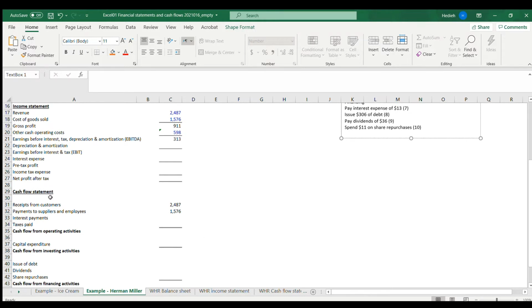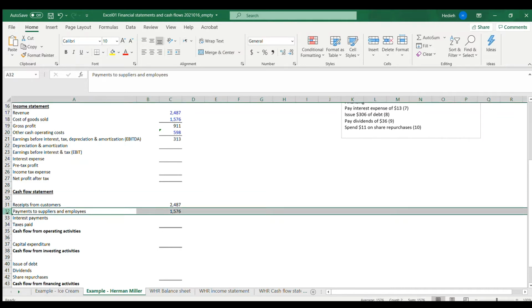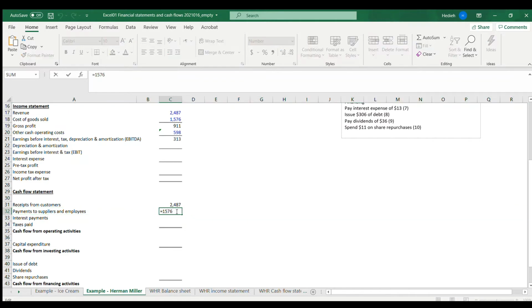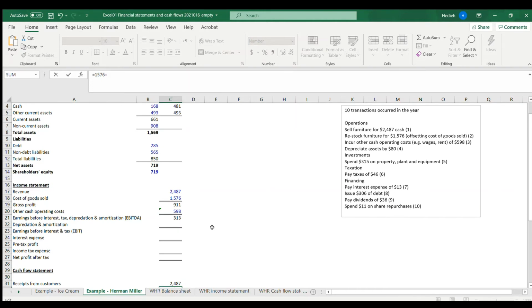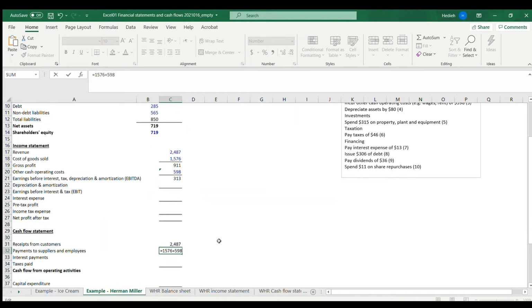So let's go to the cash flow statement, the section for operating activities, the section that is related to payments to suppliers and employees, right? You are paying rent, you are paying wages to your employees. This is a cost for your production, so you should consider it in this section. So let's add it here: payments to suppliers and employees for the amount of $598. Okay.